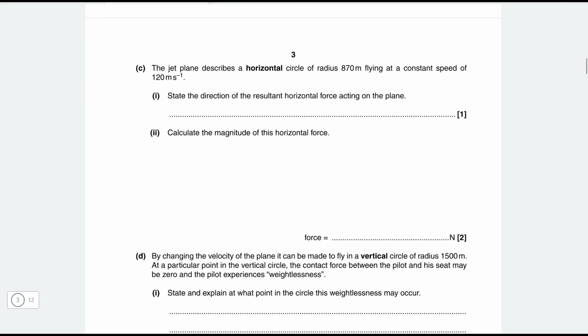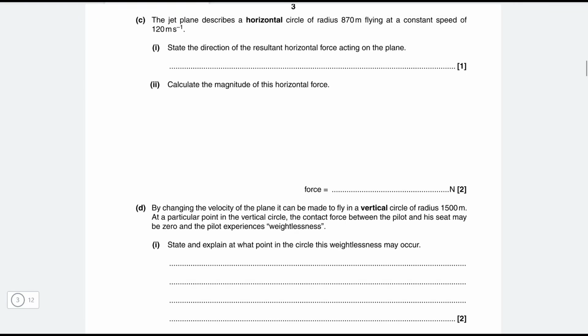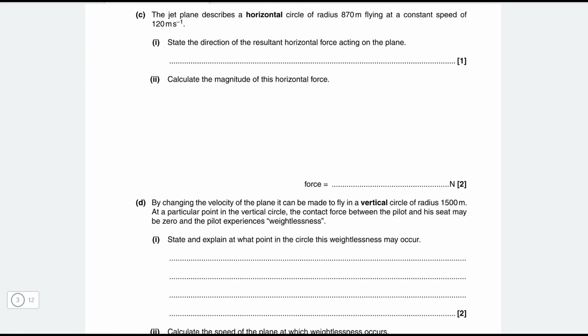Okay, the jet plane now describes a horizontal circle. So this was almost a little bit of a revision of the Suvat equations, which is always very, very useful. Now let's get on with the actual circular motion part of the question. The jet plane describes a horizontal circle of radius 870 meters flying at a constant speed of 120 meters per second. State the direction of the resultant force acting on the plane, and this is always towards the center of the circle.